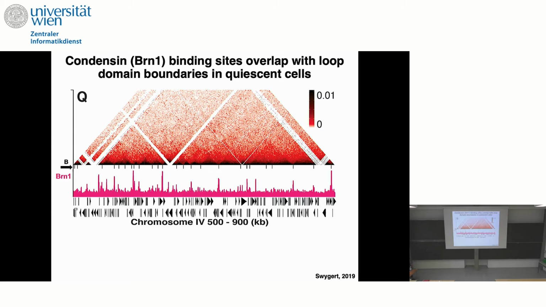I lined up this condensin ChIP-seq data with the Micro-C data. Here these lines are indicating the boundaries of these chromatin loop domains. And you can see that these condensin ChIP-seq peaks line up pretty perfectly with the boundaries of these loops. This again supports the idea that it's condensin making these loops in these cells.